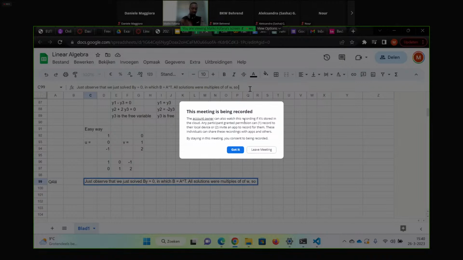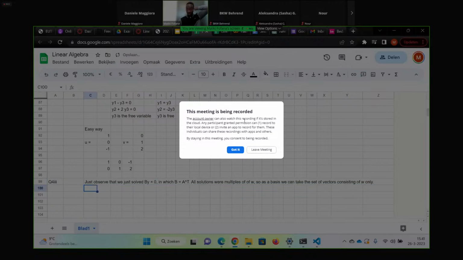So this is the conclusion we will take: as a basis, we can take this set of vectors consisting of W only. Does this correspond to the question? Do you guys get it?